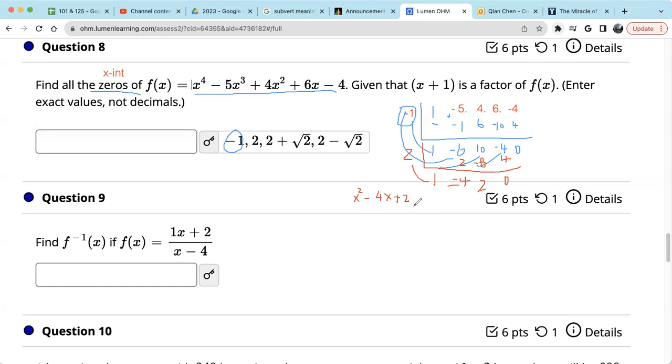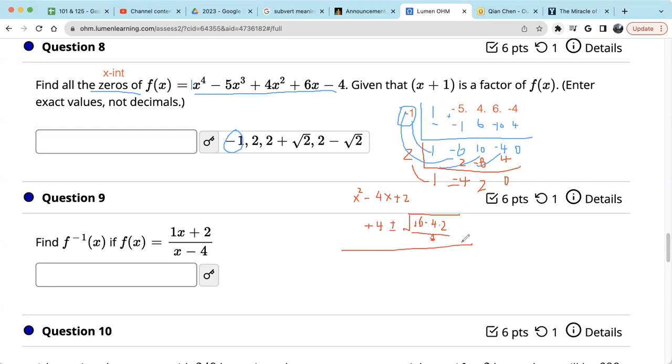So what do we do? We'll perform the quadratic formula. Quadratic formula is negative b, b is -4, so negative becomes +4, plus or minus the square root of b squared minus 4ac. Well, -4 squared is 16, minus 4 times a is 1, times c is 2. So I have 16 minus 8, which is 8. So I have a square root of 8 here.